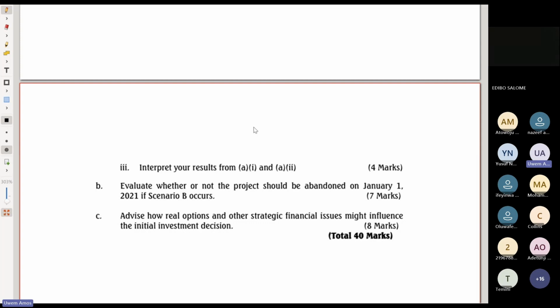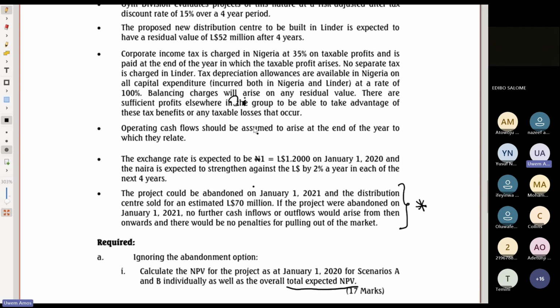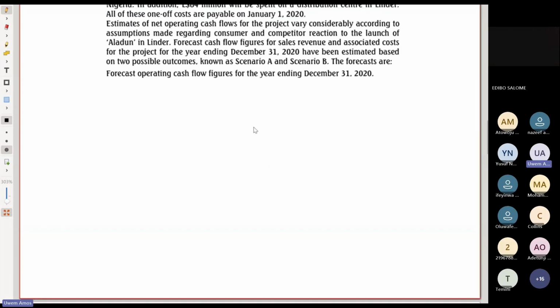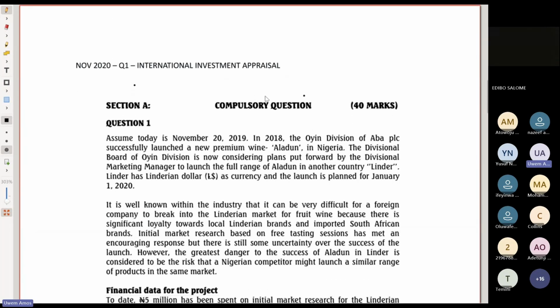So that's the question. It's a 3-page question from the original ICAN question paper, really, question 1, 2020. Okay, so let's take a few minutes to even understand the question. So you have a company in Nigeria called Abba PLC. Their Oyin division manufactures a premium wine referred to as Aladun. And right now they are saying, can we go and manufacture this same wine in a new country called Linda?